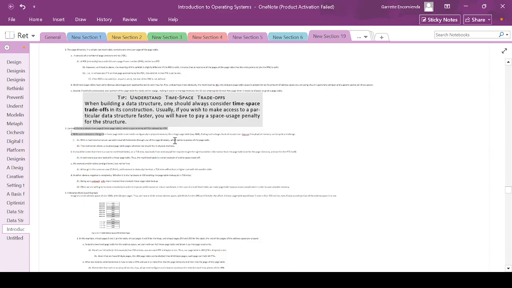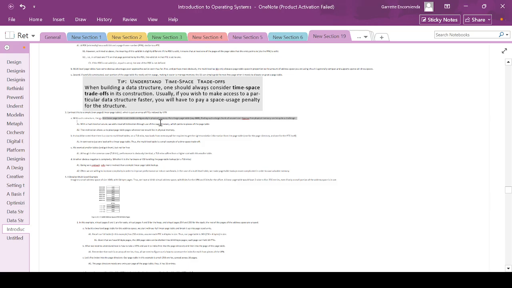So contrast this with that data structure. With such a structure, the entire linear page table must reside contiguously in physical memory. For a large page table, say 4 MB, finding such a large chunk of unused contiguous free physical memory can be quite a challenge. So again, since that's linear, we need to allocate contiguous memory, kind of like in segmentation. So we still have that problem of segmentation, of asking for contiguous memory.